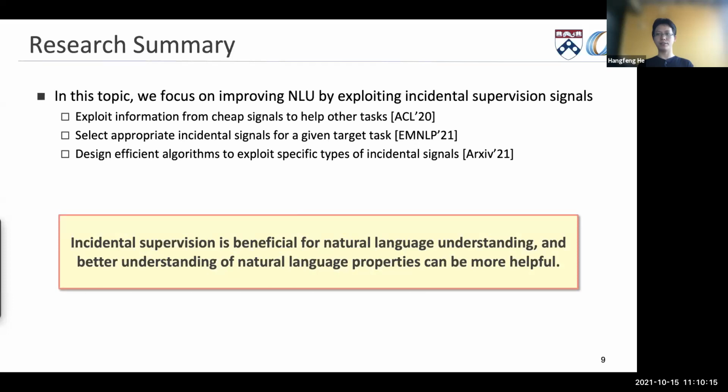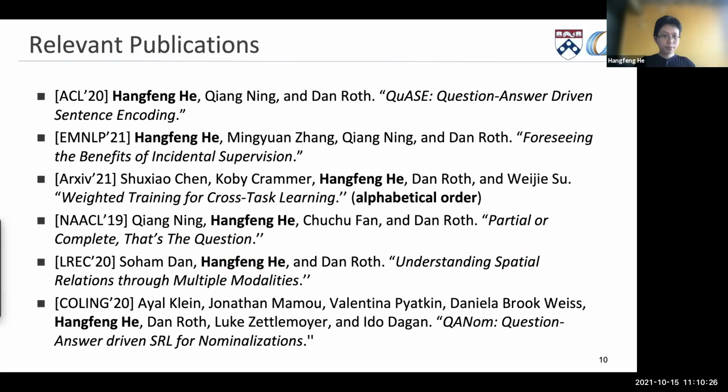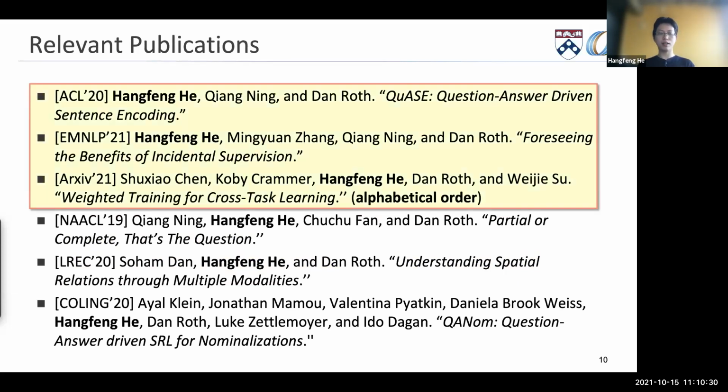The key takeaway for this talk is that incidental supervision is beneficial for natural language understanding, and a better understanding of natural language properties can be more helpful. The relevant publications are as follows. In this talk, I will mainly focus on the top 3 papers.